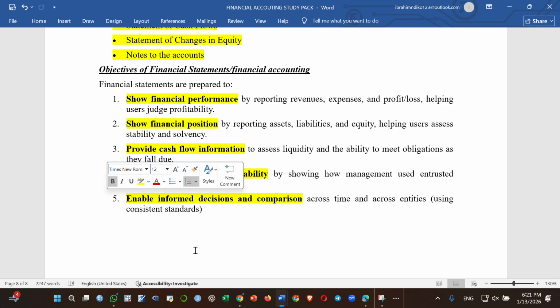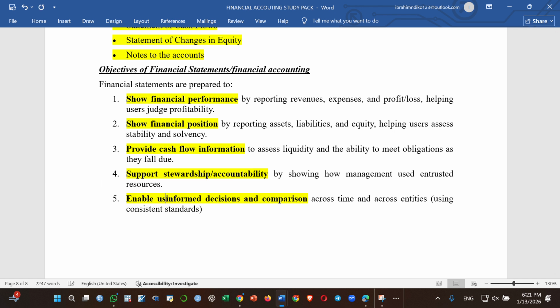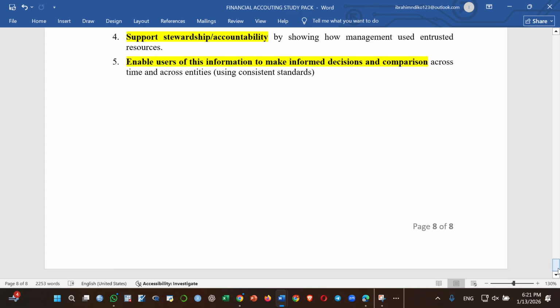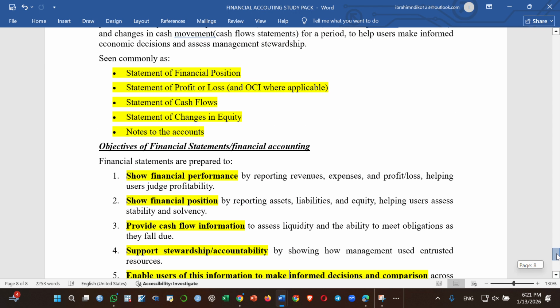You can write this on the side if you want. So it enables the users of this information to make informed decisions and comparison across time and across entities. Now that marks the end of financial accounting topic 1, unless you have a question. So I'm going to share these notes.